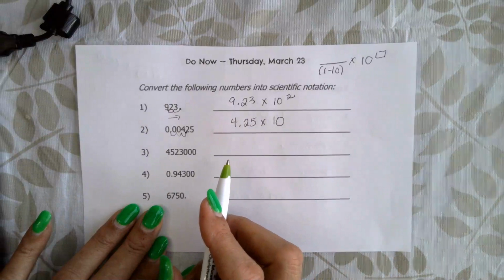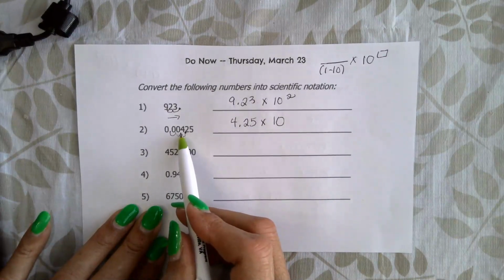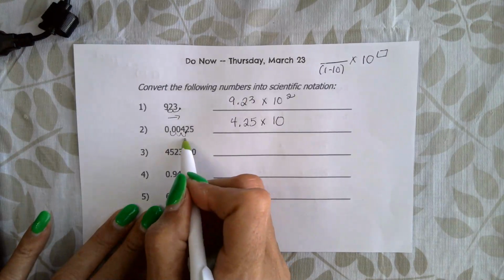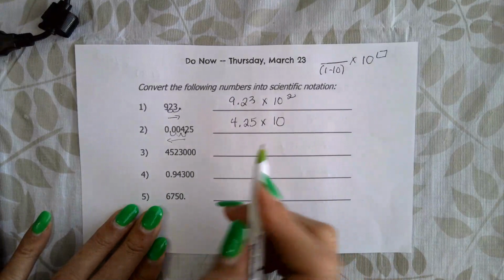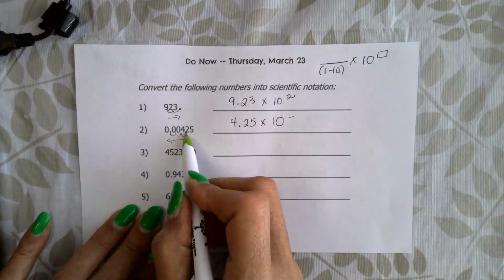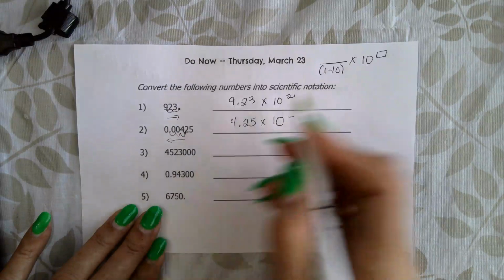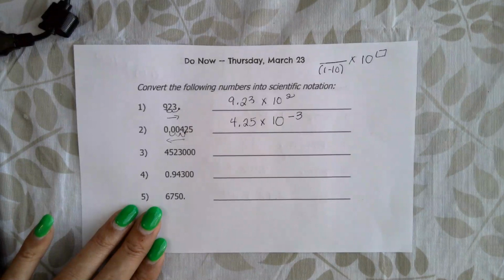Okay. We're going to start here and go here to get back to our original. So that means we have to go to the left, which means it's going to be a negative exponent. And we know the exponent by how many spaces we move. 1, 2, 3. So 4 and 25 hundredths times 10 to the negative 3.